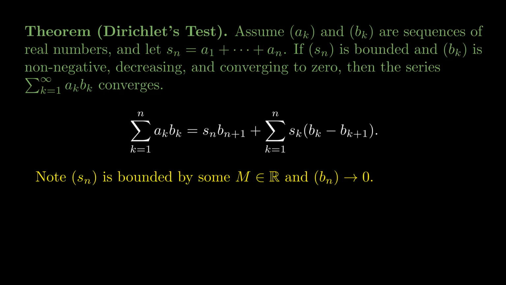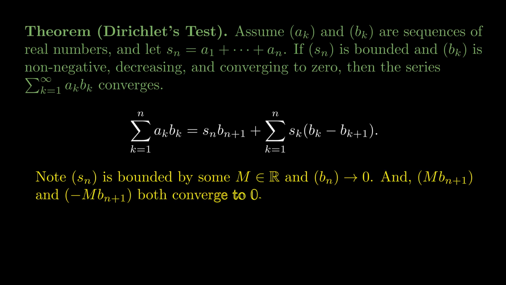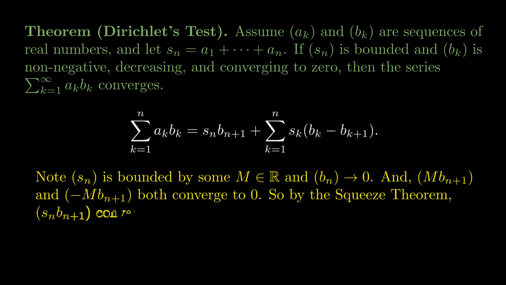And then to fully justify this conclusion, you could go back to the definition of convergence, but you don't need to because we've proved several basic facts about sequence convergence. So for instance, let's use the algebraic limit theorem and the squeeze theorem. We can note that the sequences m Bn plus 1 and negative m Bn plus 1 both converge to 0, and our sequence Sn Bn plus 1 is bounded between them. So by the squeeze theorem, it converges to 0 as well.